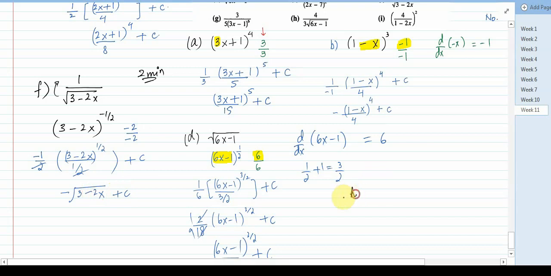After that, moving on to part H, it says 4 divided by 3 under root 6x minus 1. You have a time of 90 seconds to give it a try, and then I will explain, so start.